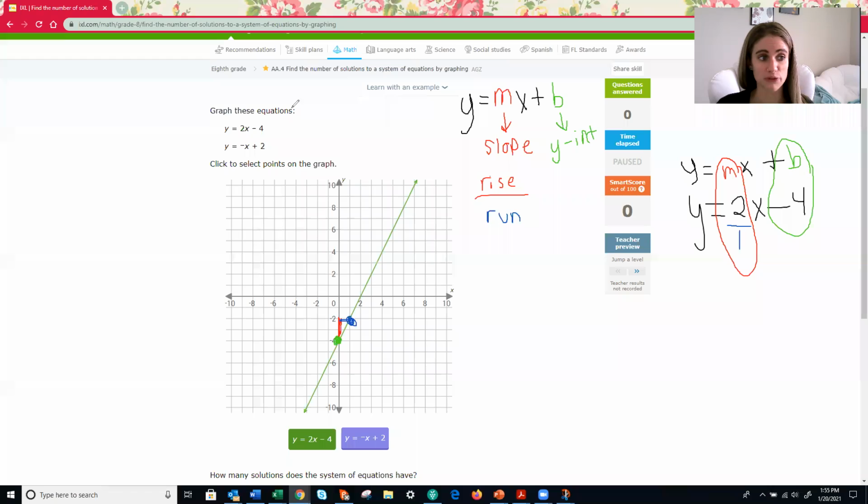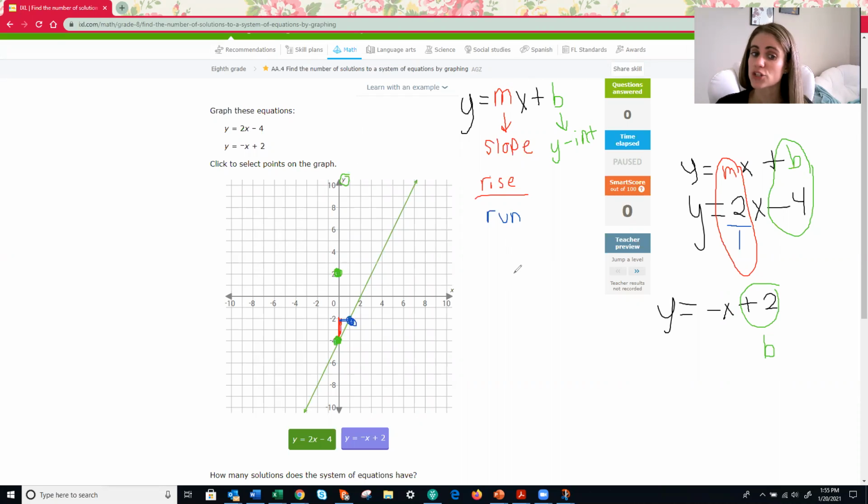So now I need to move forward and graph my second line, which is y, oops, wrong color. Y equals negative x plus 2. Okay, let's identify our y-intercept first. Our b is the beginning. It's where you always want to start. Well, our b is a positive 2. On our graph, we're going to have a y-intercept. So here we are on the y-axis at positive 2.